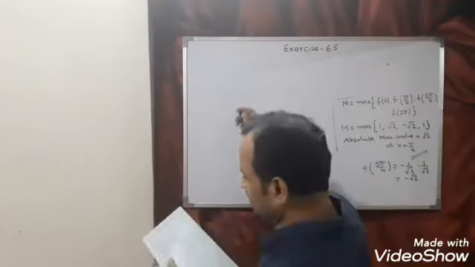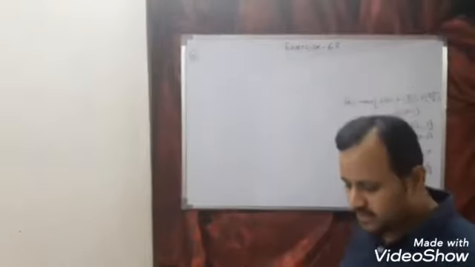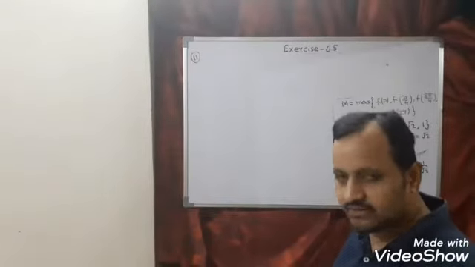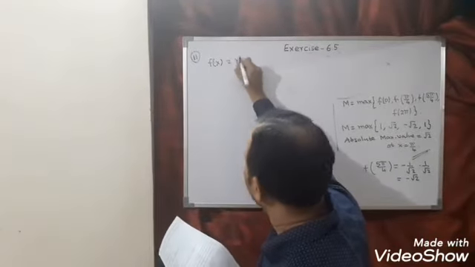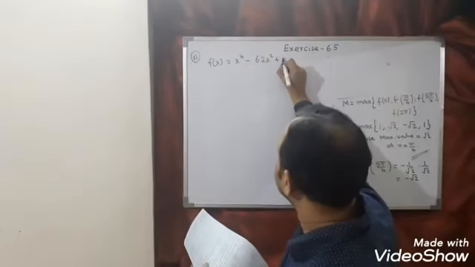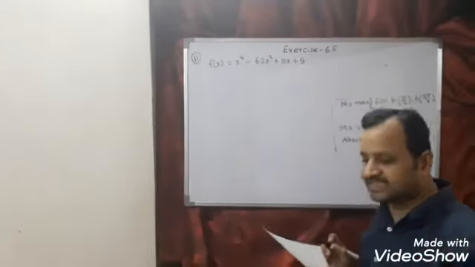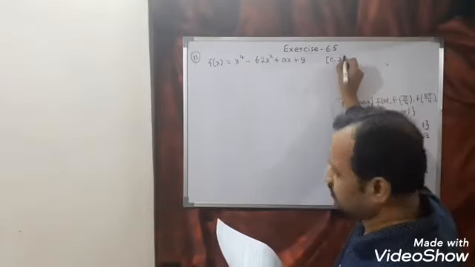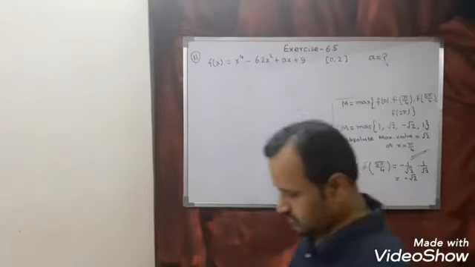This is question number 11 and here the question is, it is given that at x is equal to 1 the function f of x is equal to x to the power 4 minus 62x square plus ax plus 9 attains its maximum value on the interval 0, 2. Find the value of a.